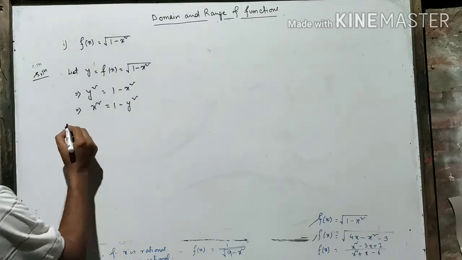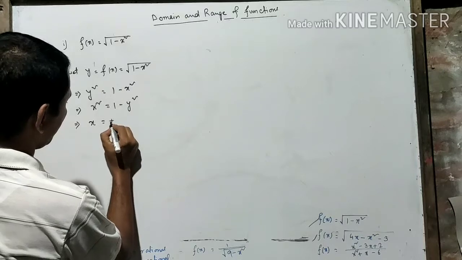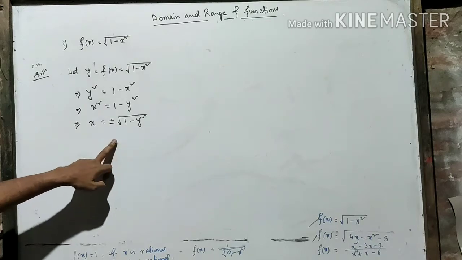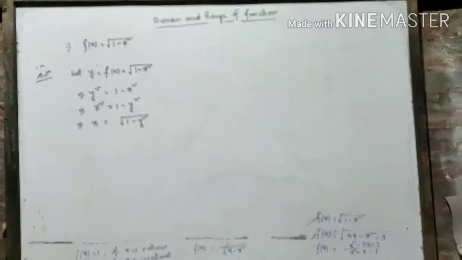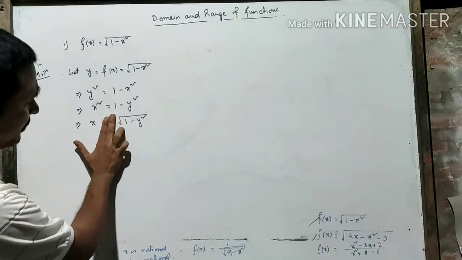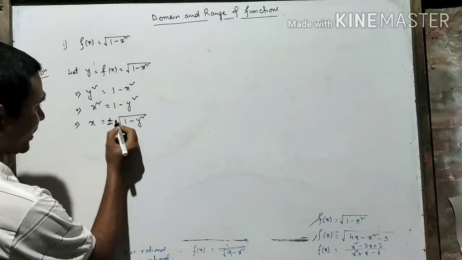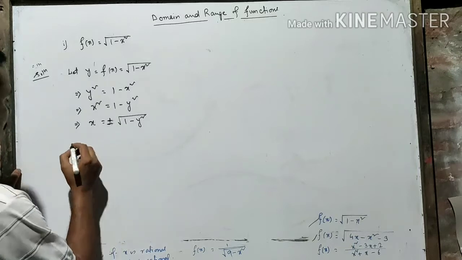Alright? This implies x equal to plus minus root over 1 minus y square. Is this correct? Plus minus root over 1 minus y square. Or should I write only this? No plus minus, just root over 1 minus y square. No, I have to write plus minus root over 1 minus y square. If I write only root over 1 minus y square, this would mean only the non-negative values, no negative values. But x may take both negative and positive values. So we have to write plus minus.